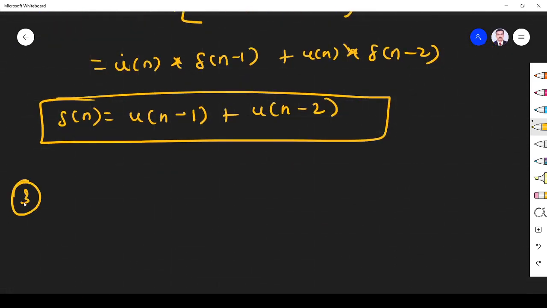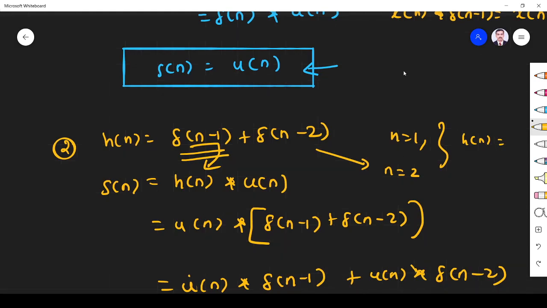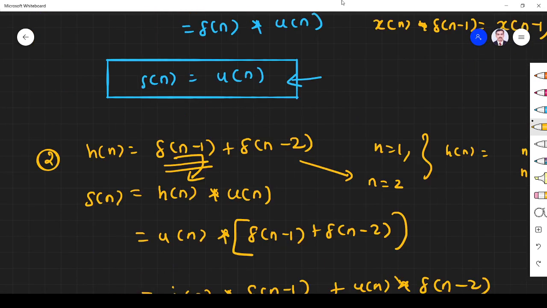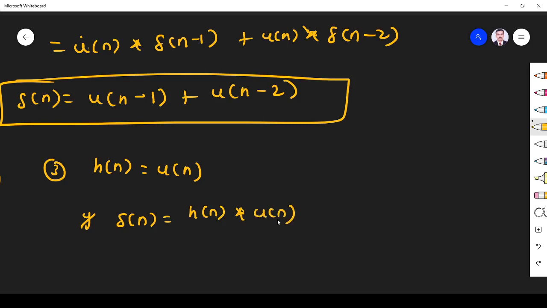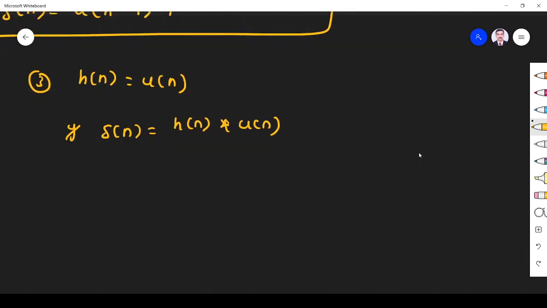And the third problem is h of n is equal to u of n. This is one more beautiful problem. Let us see. What is my s of n? The step response is h of n star u of n. What they have given as the impulse response is u of n, so we have u of n star u of n. We have to convolve the step with the step.